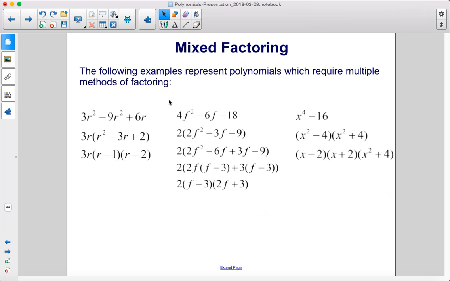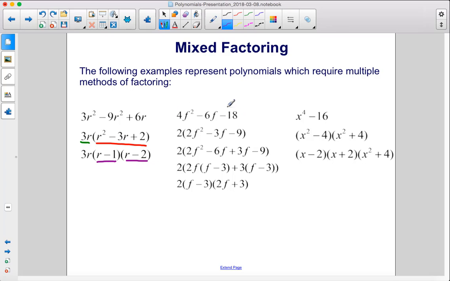The following examples represent polynomials which require multiple methods of factoring. So in this first example, first you take out the greatest common factor here, and you are left with this trinomial where a is 1. So therefore you can just factor this trinomial into two different terms here, and this is our answer.